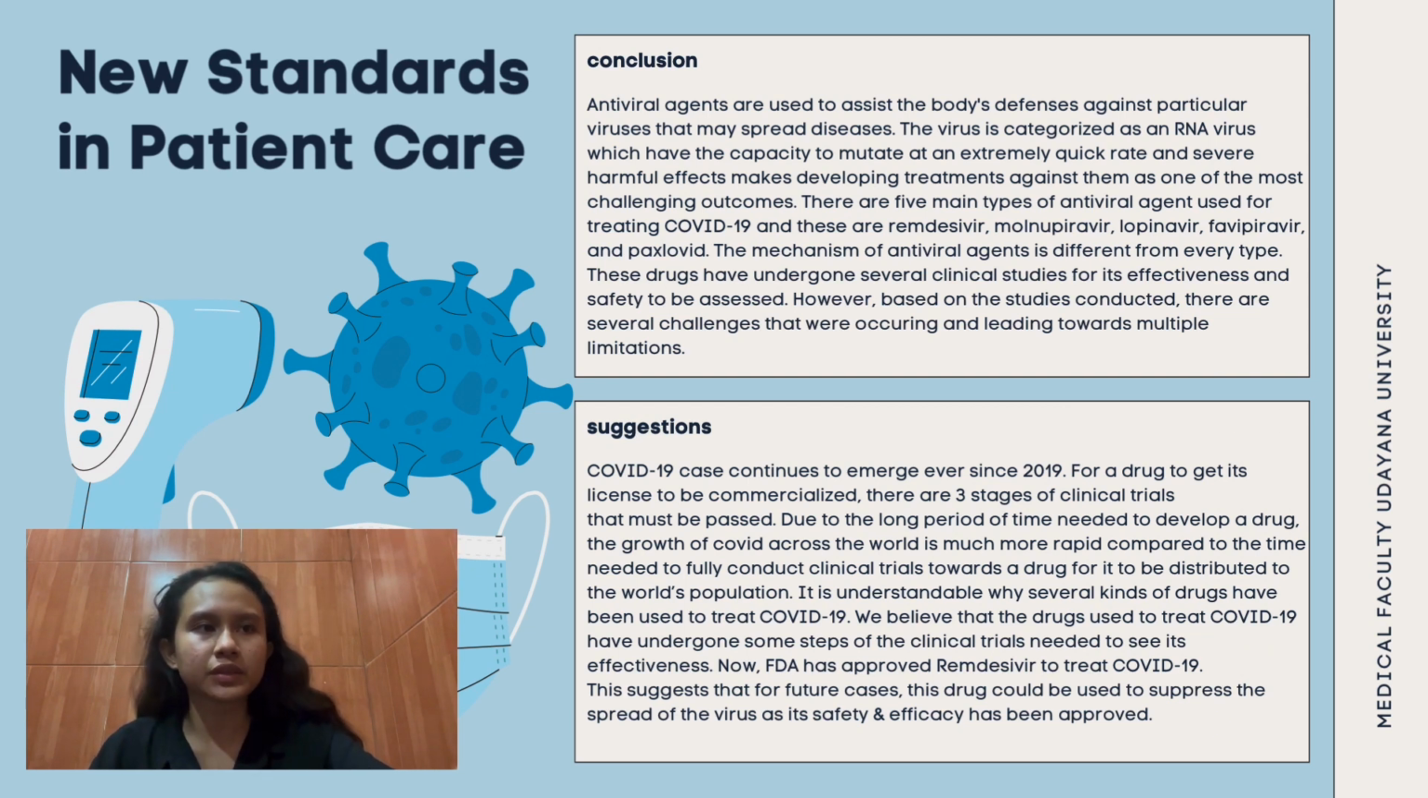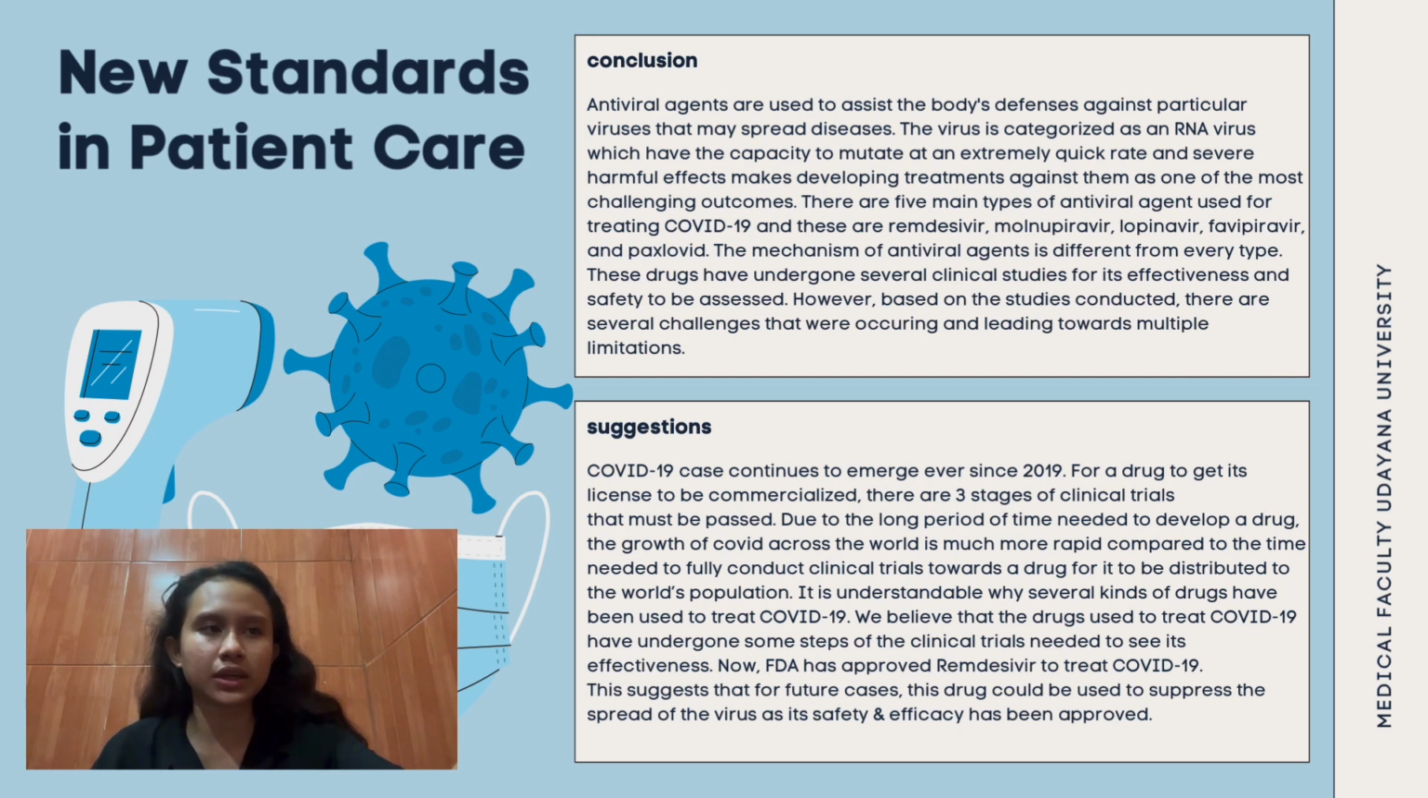There are 5 main types of antiviral agents used to treat COVID-19, and these are remdesivir, molnupiravir, lopinavir, favipiravir, and paxlovid. The mechanism of antiviral agents is different for each of the types. Remdesivir works by inhibiting the molecular mechanism of viral RNA synthesis in the target cells. And molnupiravir works by targeting the enzymes used by SARS-CoV-2 for transcription and replication of its viral RNA genome.